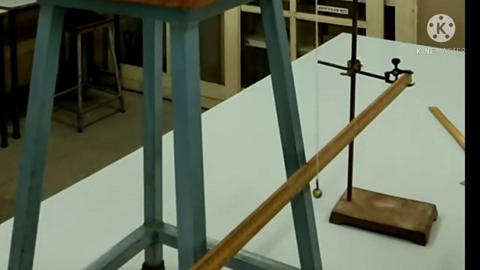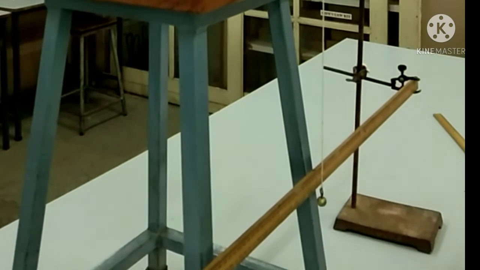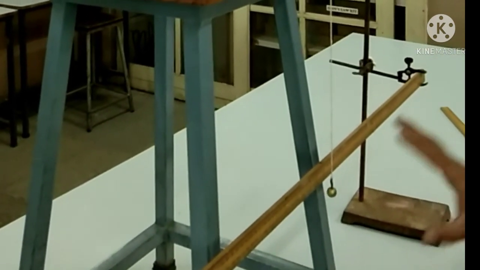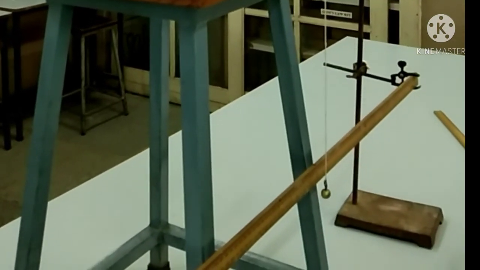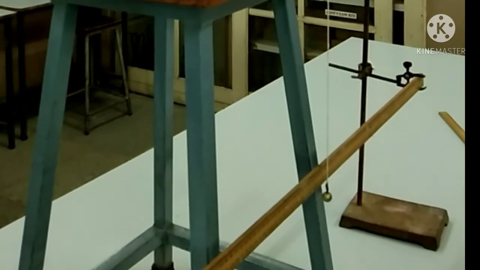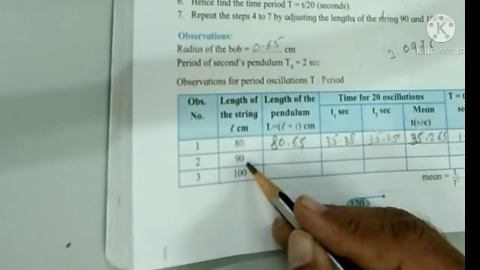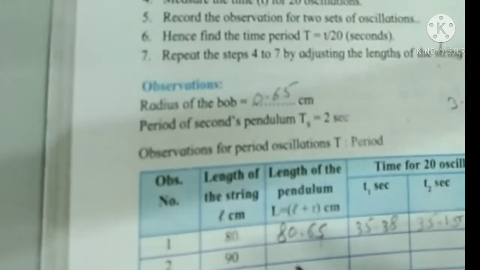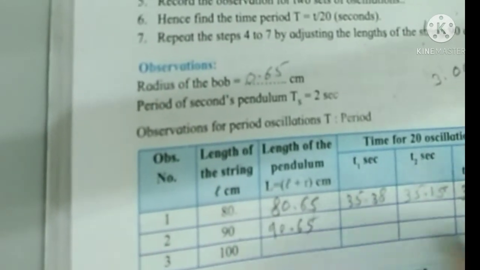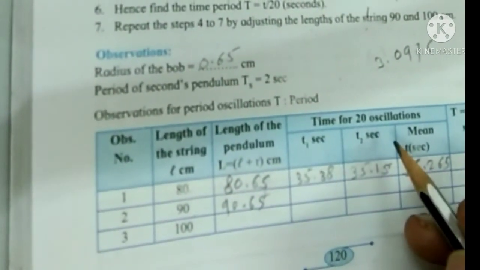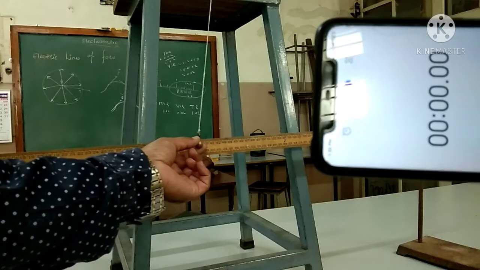And now, again here we want to measure the time required for 20 oscillations when the length of the string is 90 centimeter. See here, the length of the string is 90 centimeter. Here the radius is 0.65. So the length of the pendulum is 90.65. For this length, now we want to take the time for 20 oscillations. Now start.